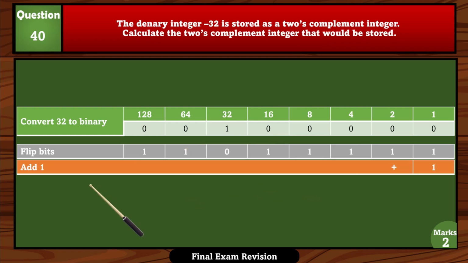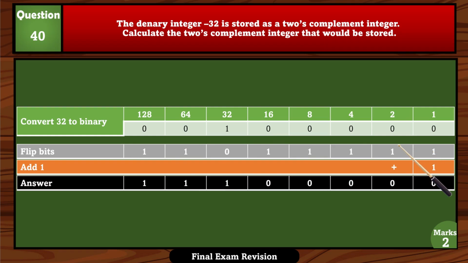And then we need to add 1 to this number. So 1 plus 1 is what? 0, and 1 carry. 1 plus 1 again 0, 1 carry. 1 plus 1 again 0, and 1 carry. 1 plus 1 again 0, 1 carry. 1 plus 1 again 0, 1 carry, and 0 plus 1 is 1. And then we can just write 1 and 1 as it is. Okay, this is our answer. So this minus 32 is equal to this number in two's complement. So that's it.